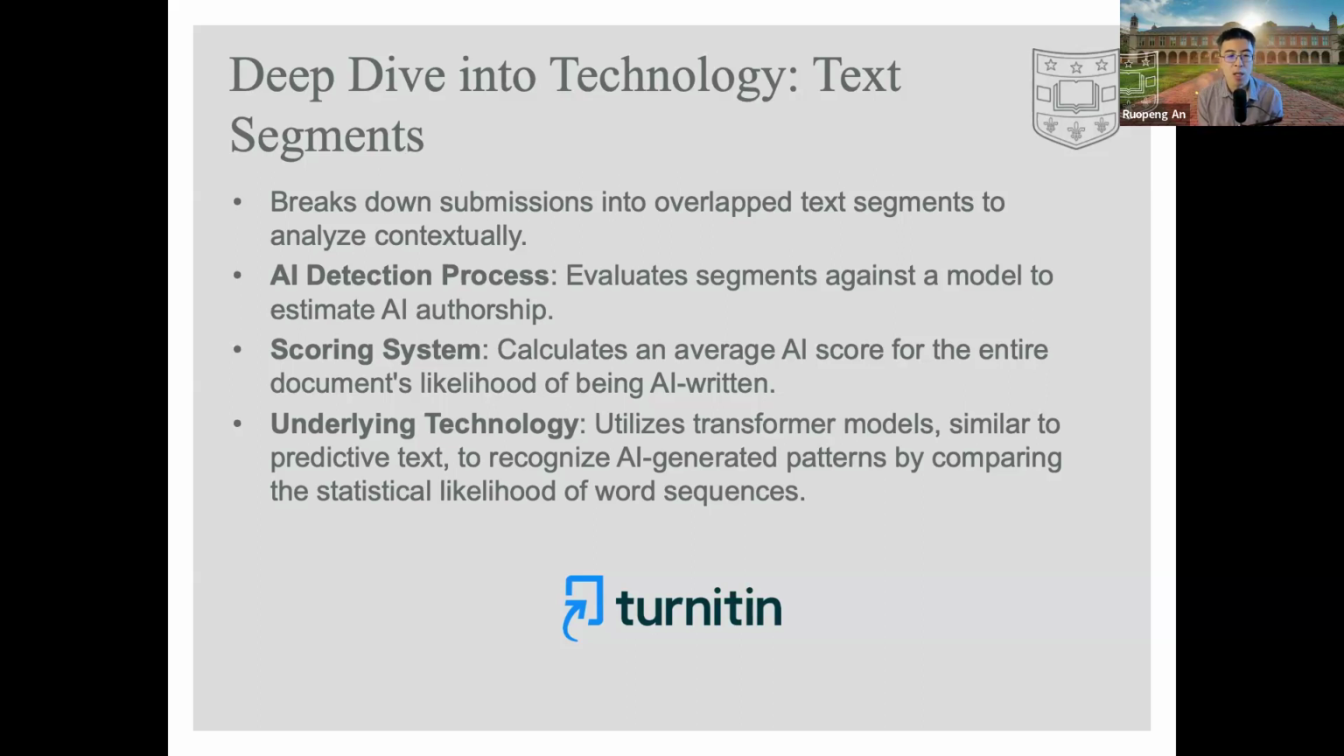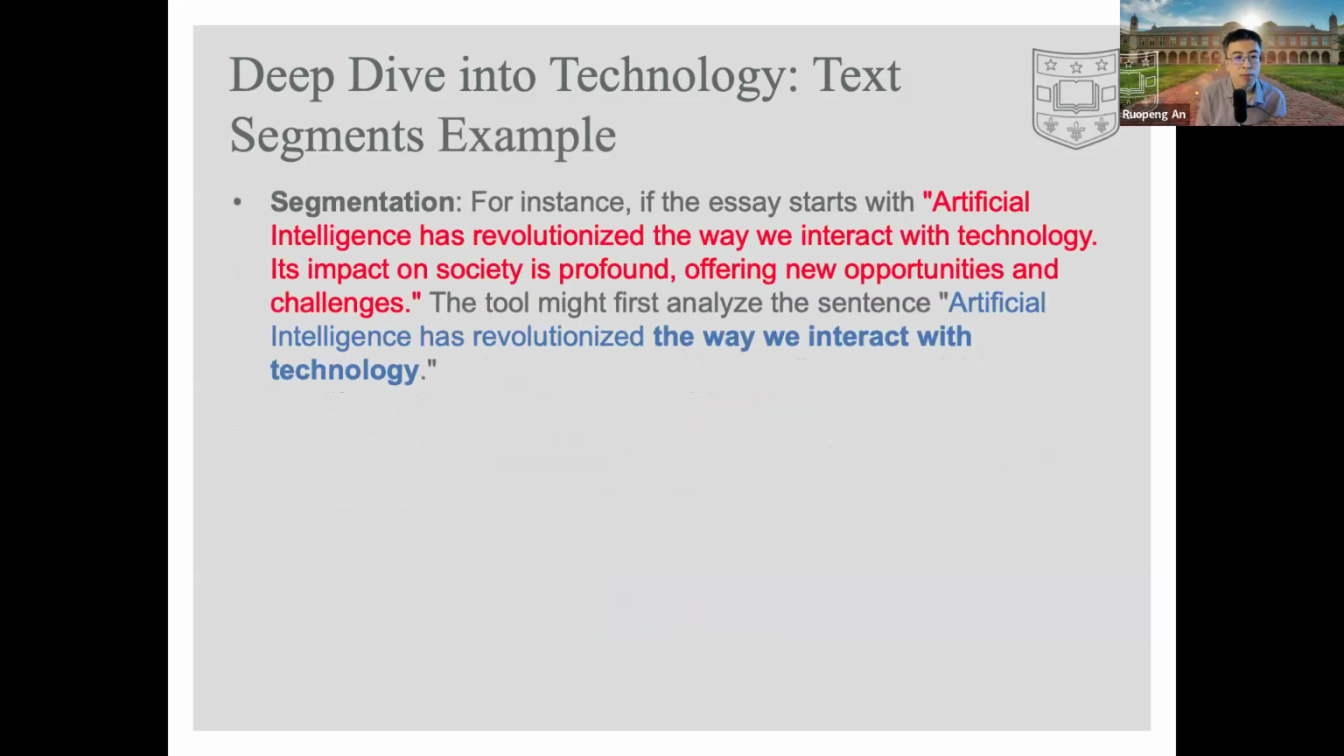And of course, it adopts a scoring system to calculate the average AI score for the entire document's likelihood of being AI-written. The underlying model used is transformer models. Actually, most of the large language models today are based on transformer architecture. So it will be able to give you the statistical likelihood of the word sequences, to what extent they are generated by AI. Here is an example.